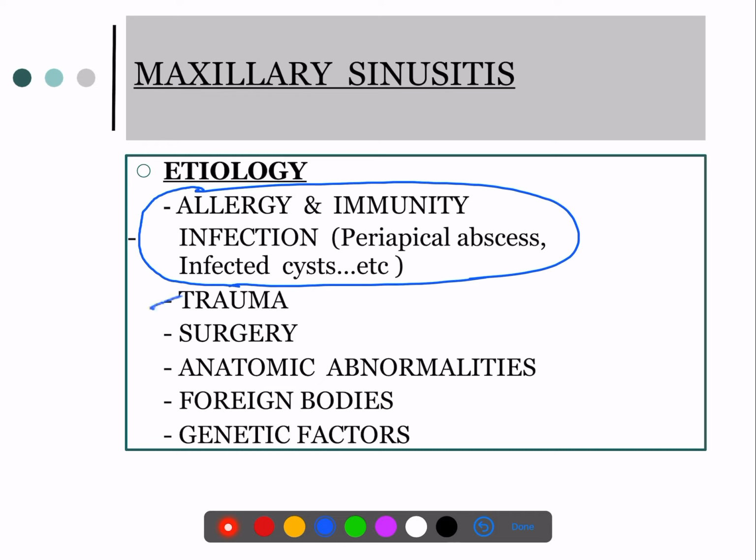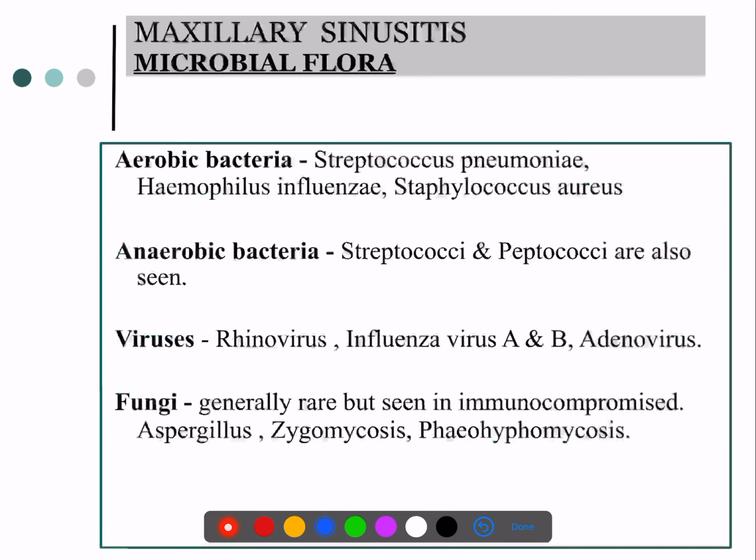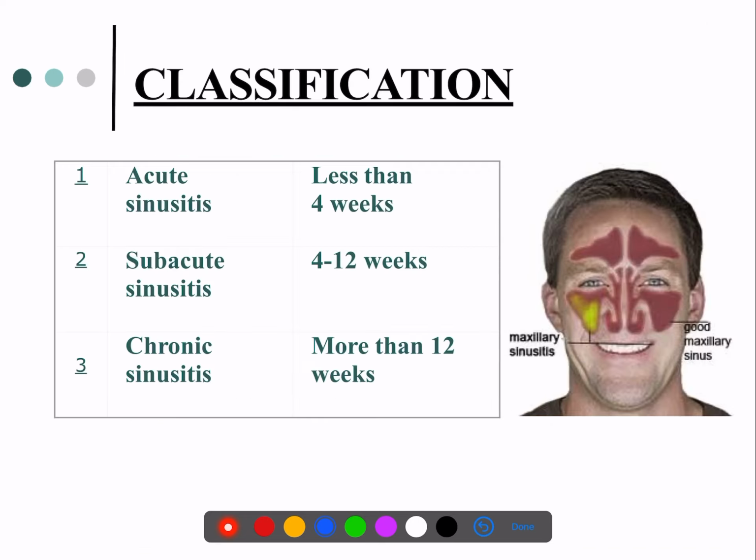Trauma, damage during surgery, or anatomical abnormalities like deviated nasal septum, DNS, and foreign bodies, and some genetic disorders are very rare causes. If you want, you can make a note of the bacteria, the viruses, and the fungi responsible for maxillary sinusitis. But I feel questions in this area will be very, very rare. So just make a note of which bacteria, viruses, and fungi can be seen as microflora responsible for sinusitis.